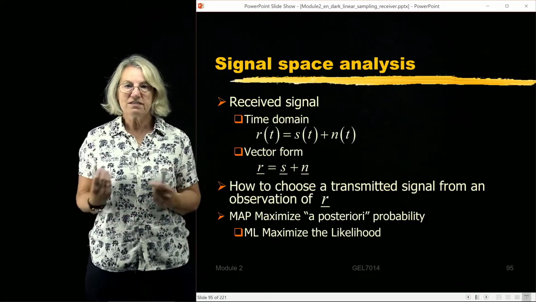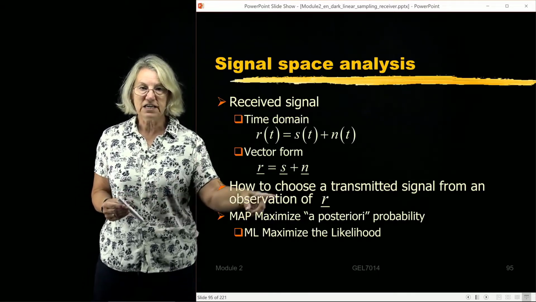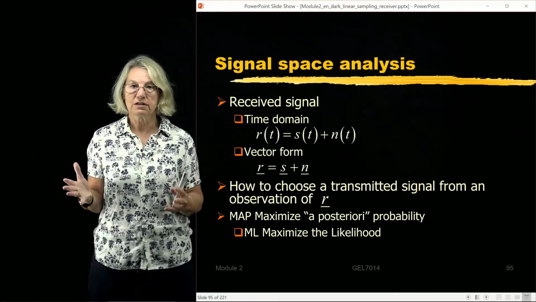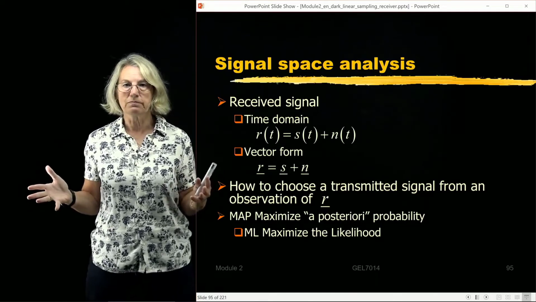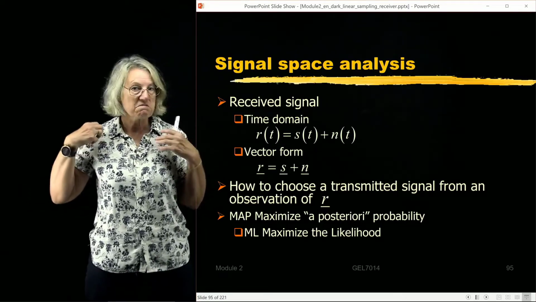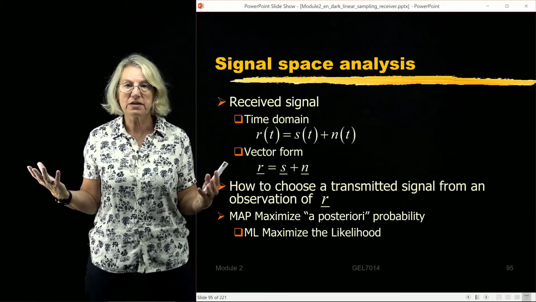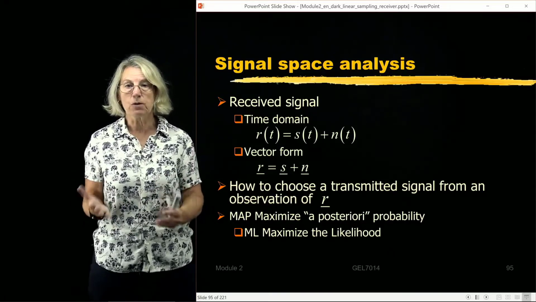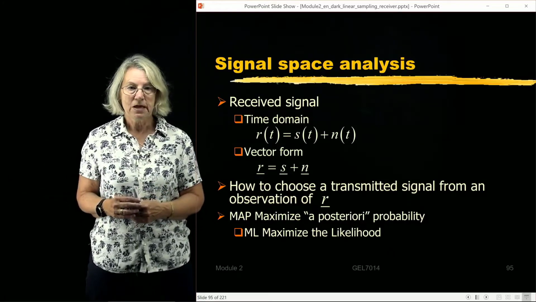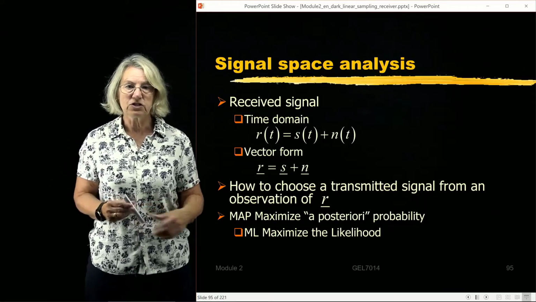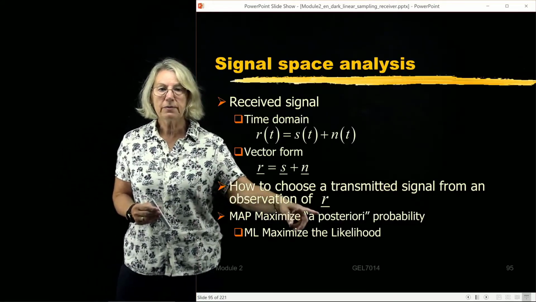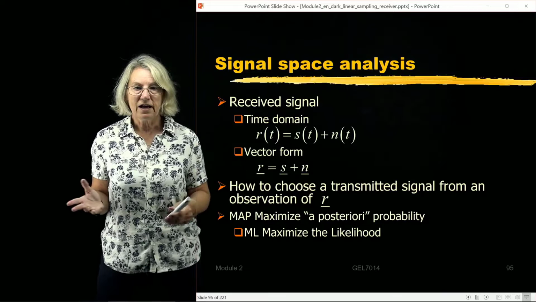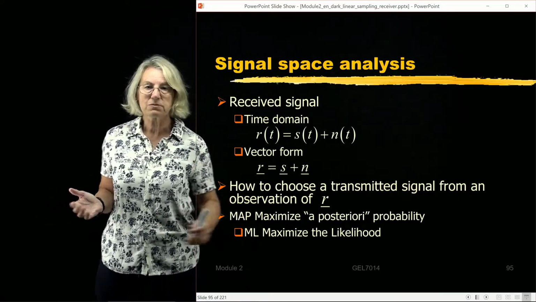So our question is, given our received vector r of t, which one of the symbols in the constellation should we choose? We use signal space to solve this problem. In digital communication systems, one of M possible symbols is transmitted. At the receiver, we have this vector r, and based on that r, we have to determine which symbol was transmitted. There are two criteria we can use. We can try to maximize the a posteriori probability given the observation of r, or we can maximize the likelihood.